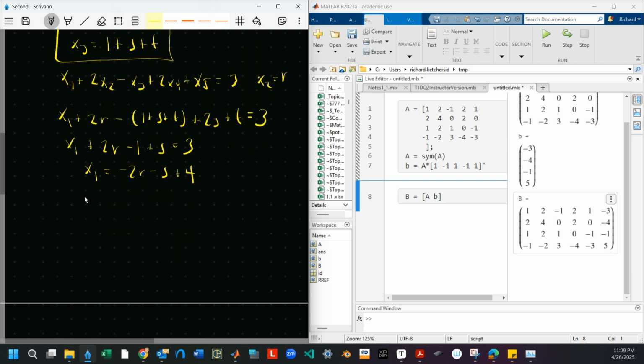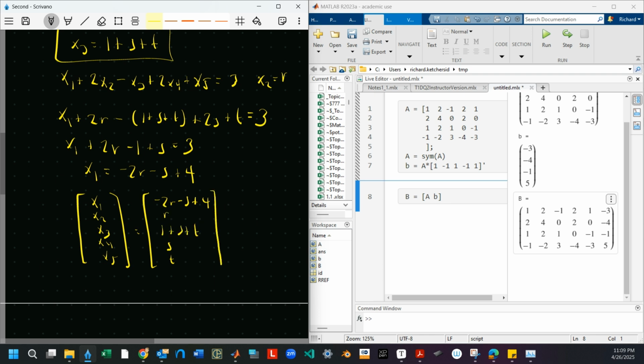Good, and then the solution I actually get here is like this, right? So the solutions are going to be those x1, x2, x3, x4, x5 that look like this. So the free variables here, x2 was just r, x4 was just s, x5 was t, okay? And then x1 was this thing, so minus 2r minus s plus 4. And x3 was this thing, so 1 plus s plus t, like that.